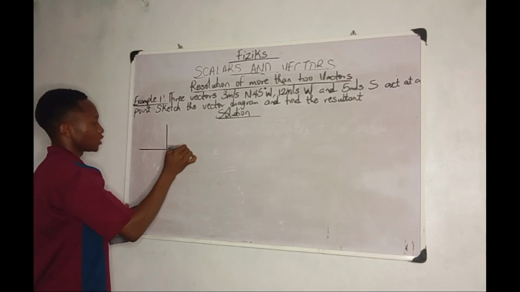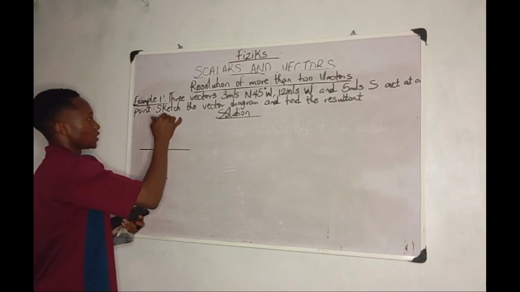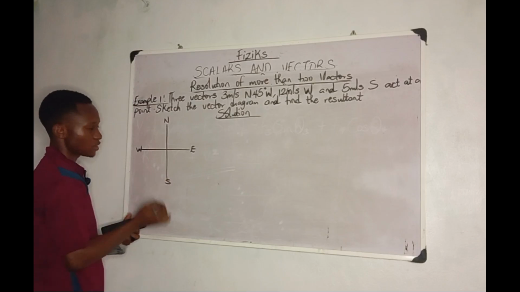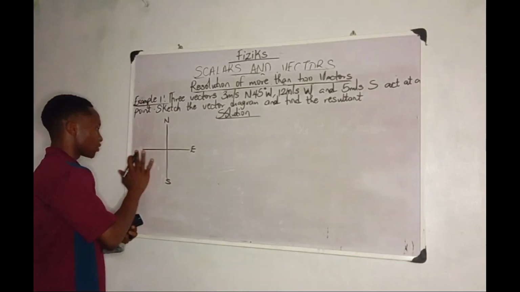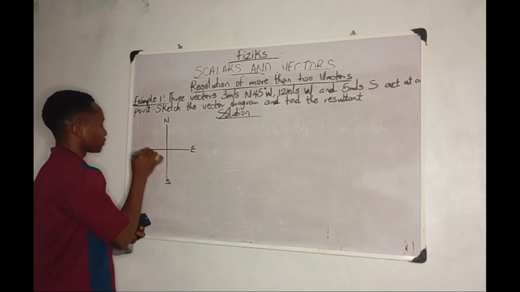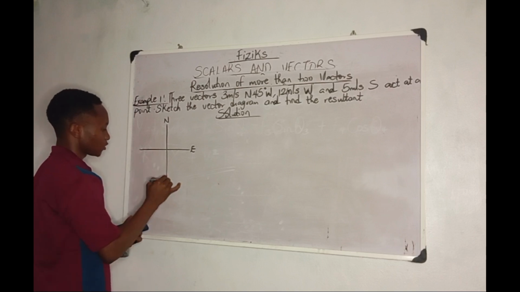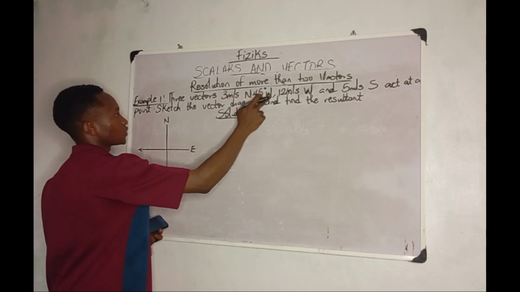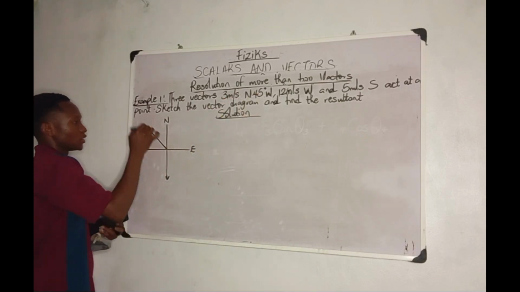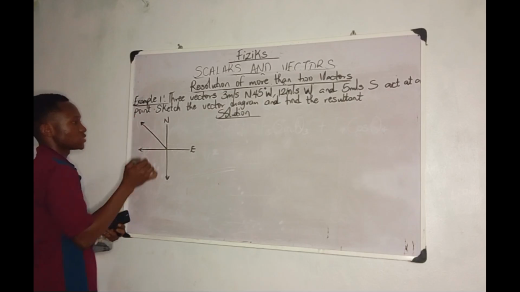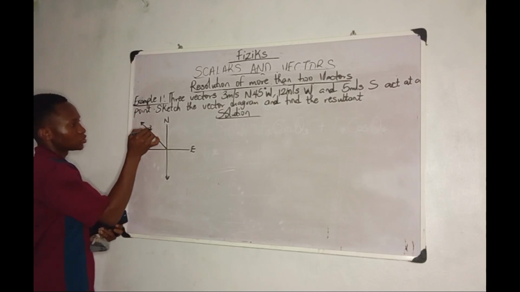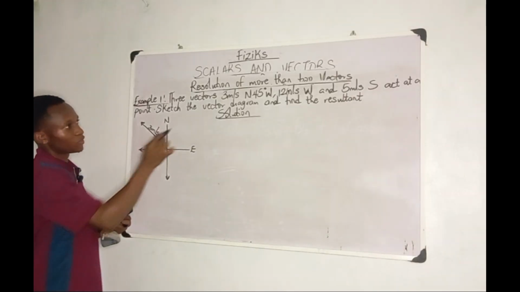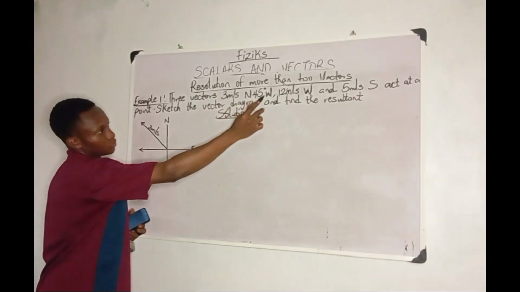First of all, give out your cardinal points. You have here as your north, you have here as your east, you have here as west, and you have here as south. I hope you know about that. I'm going to clean this because I have some values to place there. So I have this, it has a vector, 3 meter per second, N 45 degrees W. Now look up. If you watch this very well, you know that here is going to be your 3 meter per second.